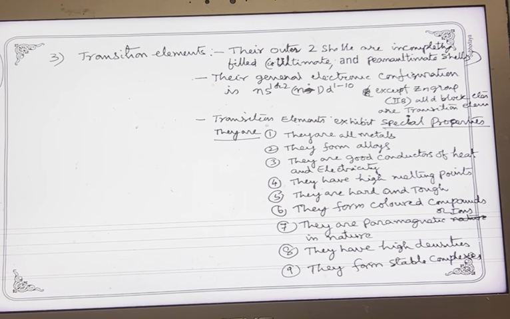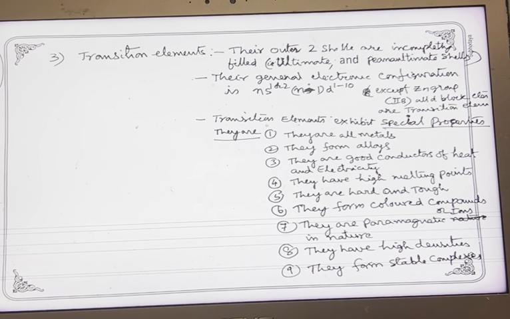Write short notes on transition elements, write short notes on f block elements. These are the main questions for intermediate students. So you have to know the salient properties of transition elements. The first property: all transition elements are metals.